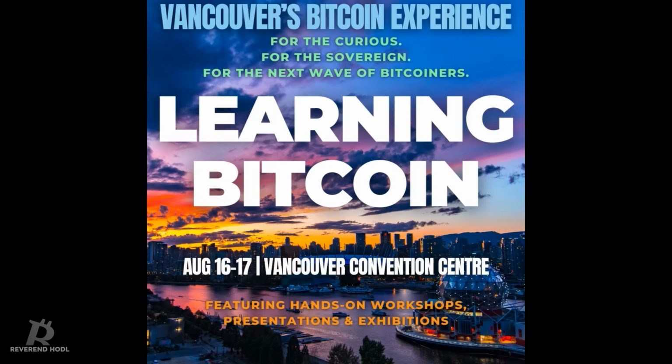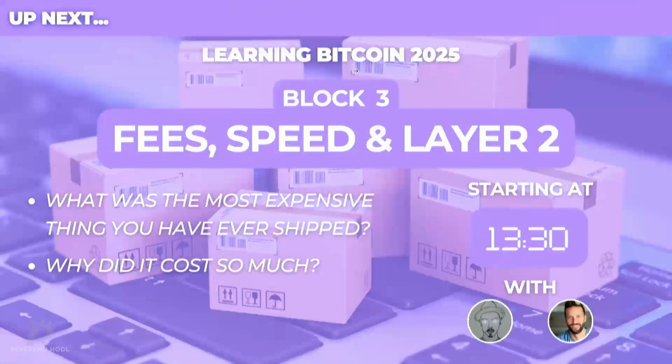OK, beautiful. So we're going to jump into block 3 of 6. And this is our last theoretical workshop of the day. We've done the history of money. And then we looked at hashing and why we need hashing. And now we're going to look into fees, speed. And we might have time for layer 2s, but we're going to really focus on fees because they're a bit different to what we would expect.